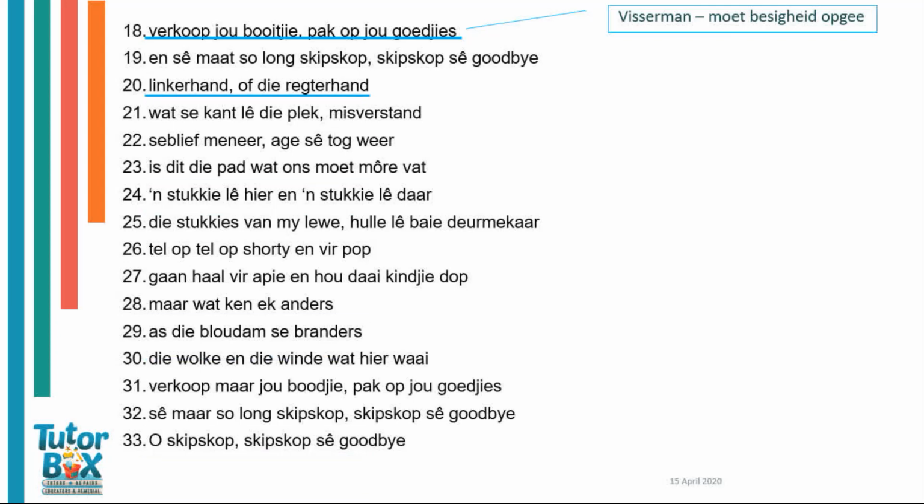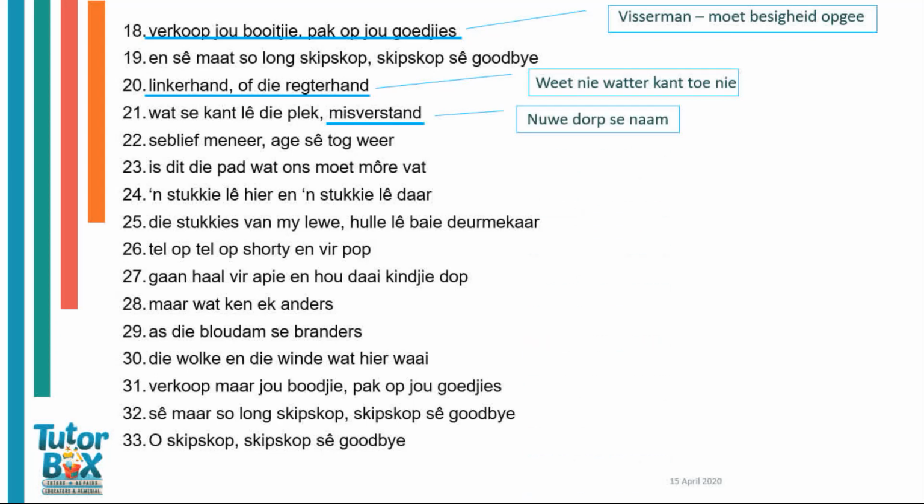Skipskop sê goodbye. Linkerhand of die regterhand. Okay. So that means they don't know which side to go. Must they go to the right or to the left? They don't know where to go. Weet nie watter kant toe nie. Watse kant lê die plek Misverstand? Okay? So they're asking, where is the place Misverstand? So Misverstand is then a dorp, a place's name.